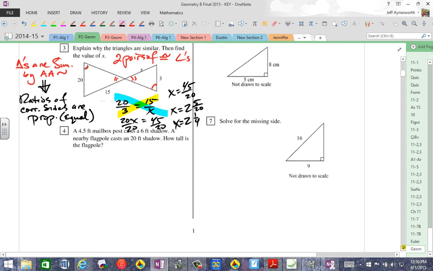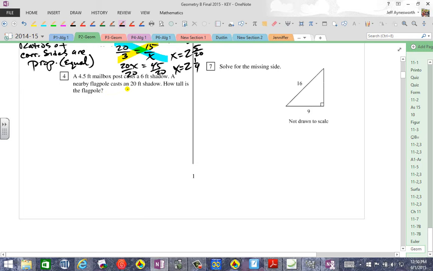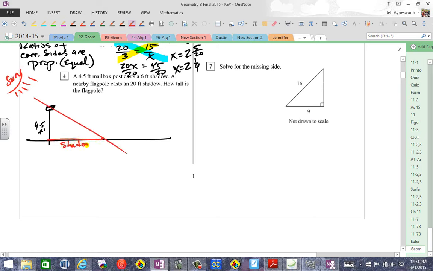All right, next one, number 4. We've got a shadow problem. We have a 4.5-foot mailbox post that casts a 6-foot shadow. So here's the ground. Here's the mailbox right here. It's 4.5 feet high, so 4.5 feet. The sun's over here. Here's the shadow length. How long is it? Read the problem. 6-foot shadow, right? So this is 6 feet.